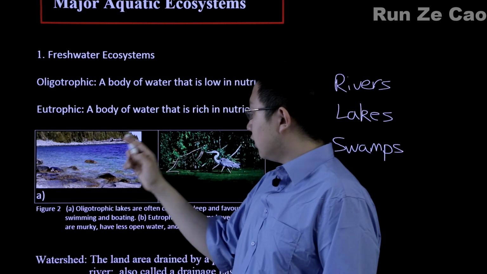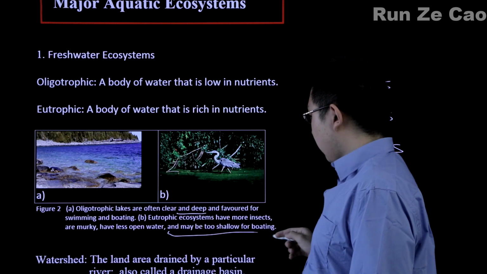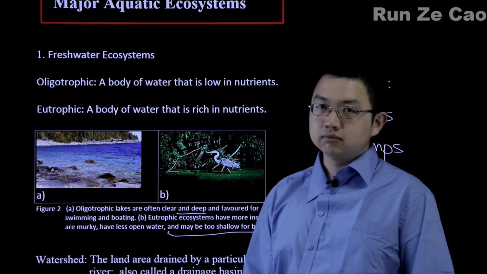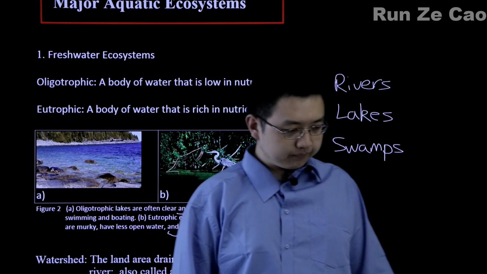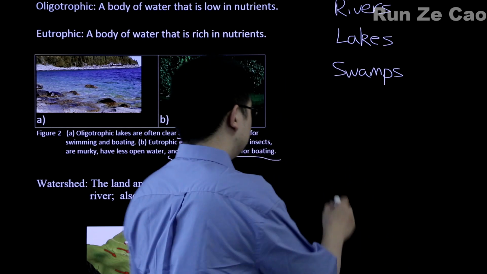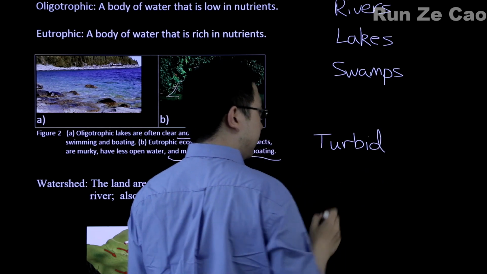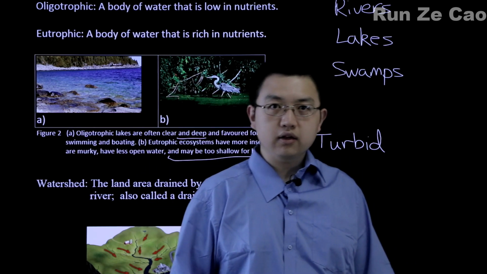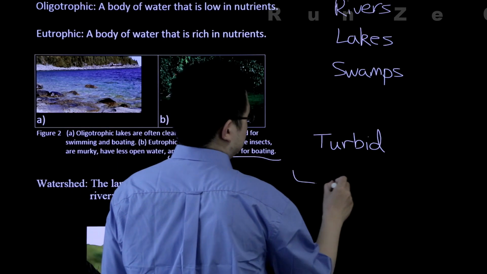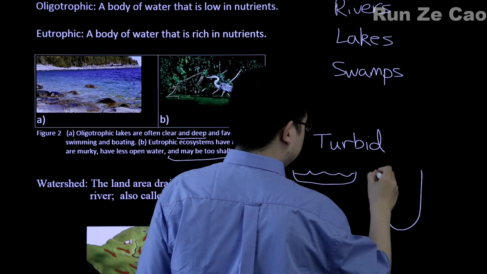And they tend to be clear and look deeper, for the simple reason that you sometimes cannot tell whether or not these eutrophic lakes are in fact deep enough for, say, boating or diving. Why? Because eutrophic lakes tend to be awfully turbid. Turbid. This means that their visibility is fairly low. You cannot see very deep into them. In addition, eutrophic lakes tend to be shallower. And oligotrophic lakes tend to be deeper.